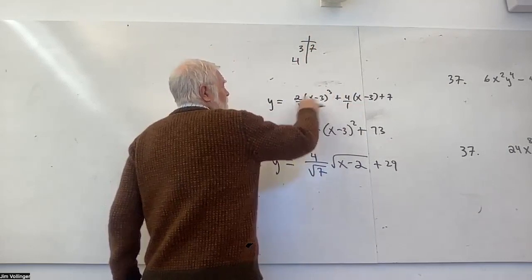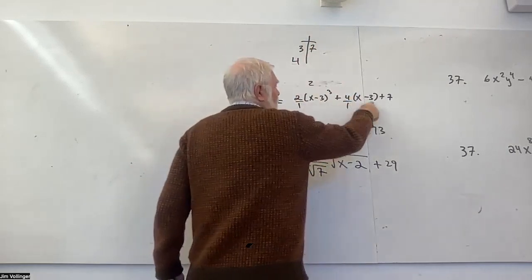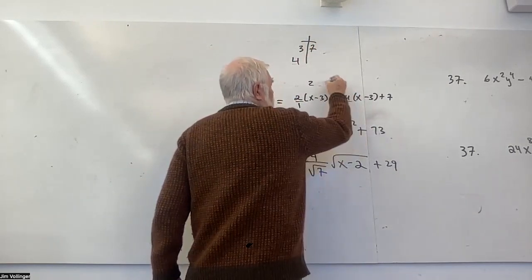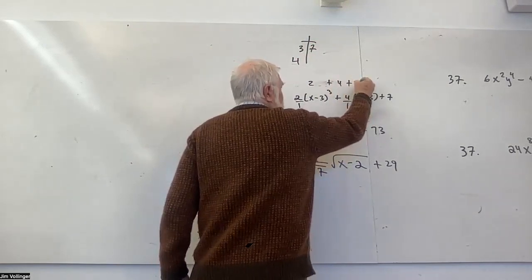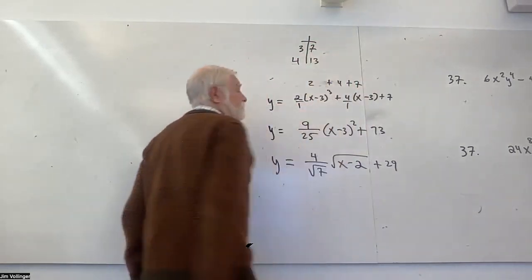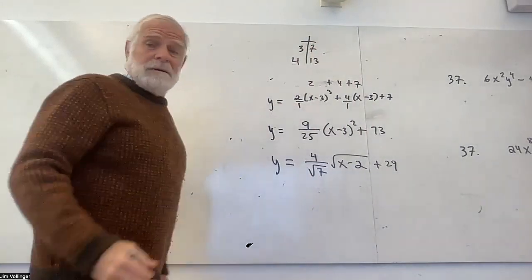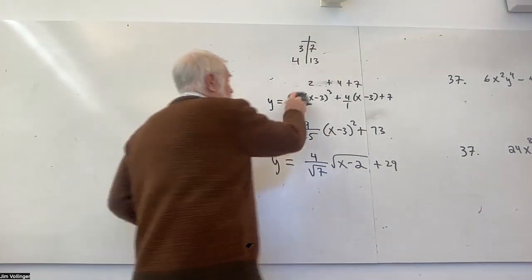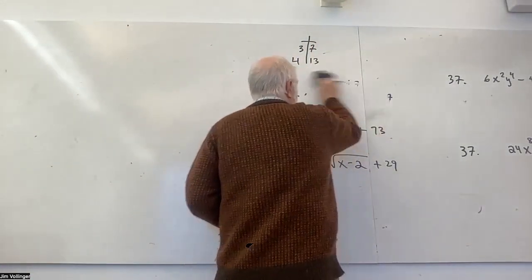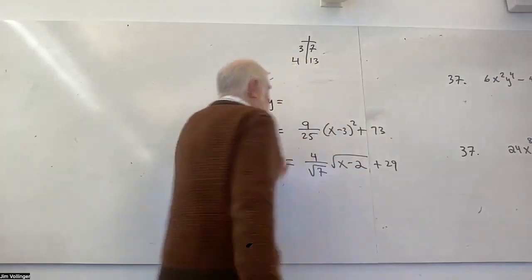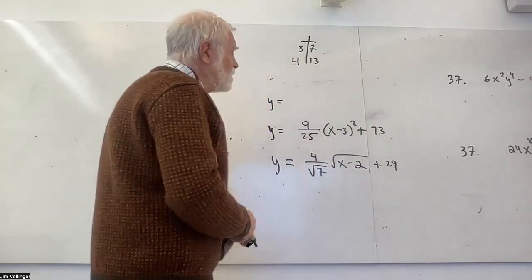1 cubed is 1, times 2 is 2. 4 minus 3 is 1. 1 times 4 is 4. Plus 7 looks like 13. That gets you a check. That's just a willingness to work with some numbers that you see that hopefully aren't too hard to work with.